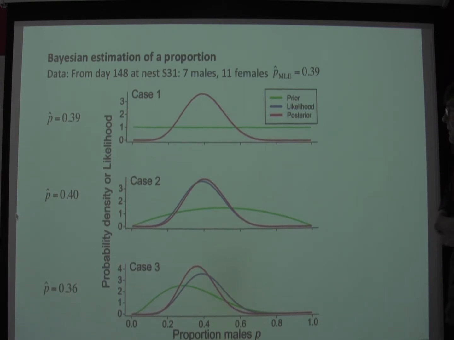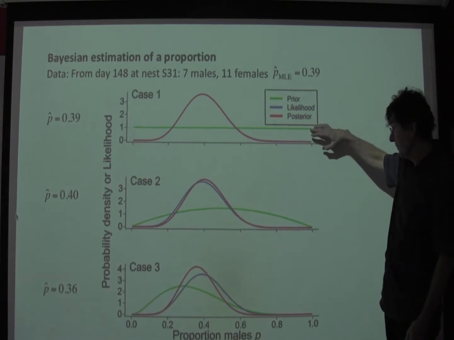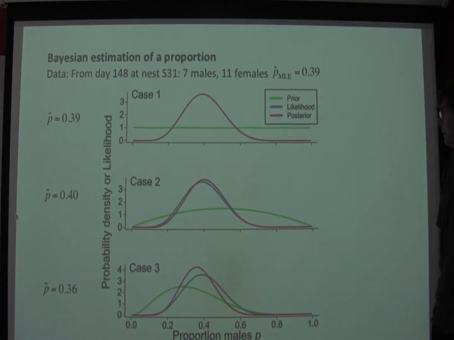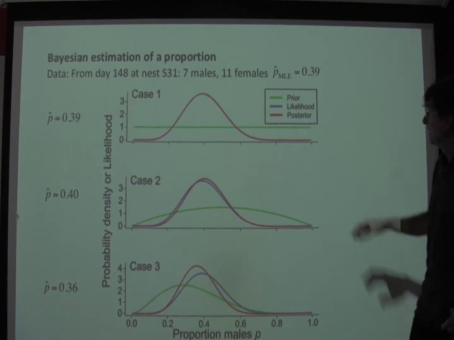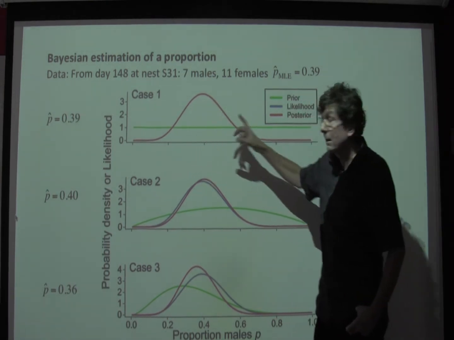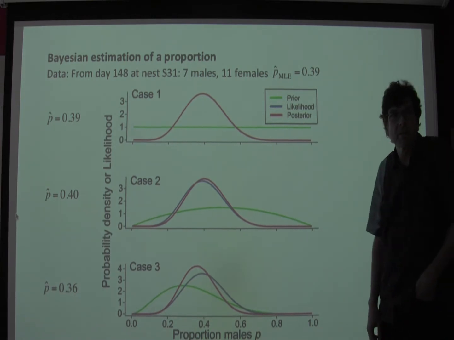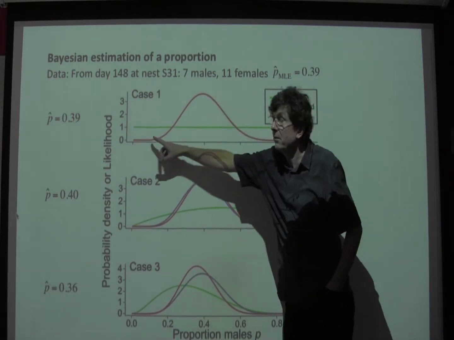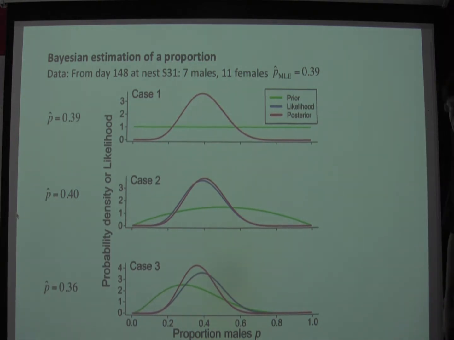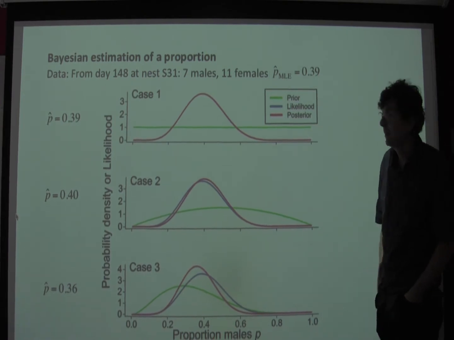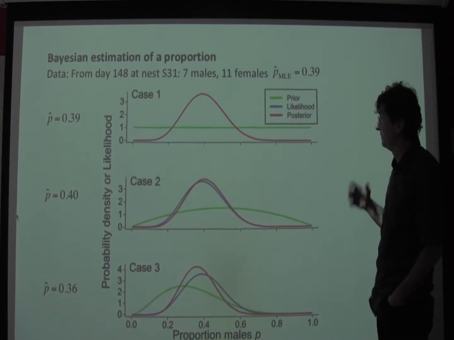We can combine the information in the prior, which is flat in the first case, biased in the third case, and sort of symmetric in the second, and combine that with the likelihood, which is the blue curve here, to calculate a posterior probability. And the blue curve is right underneath the red curve in this case. The likelihood and the posterior probability distribution have exactly the same shape. And that's typically the case when you use an uninformative prior.